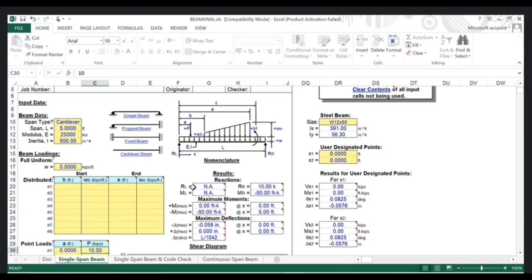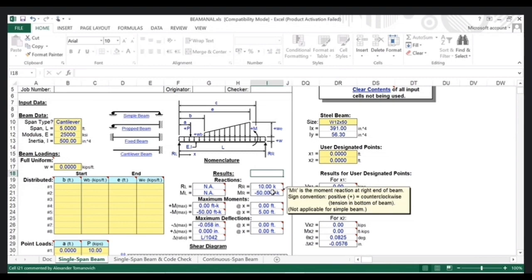So we know that on the free end there is no reaction, so the value is not available. In the right end the support is the fixed support, so here we get the value of the reaction at the right support, that is 10 KIPS. Second thing is the moment. On the left support there is no support here, so there is no moment. On the right end there is the fixed support, so we get the negative value of the moment, that is P into L. Our load is 10 and the span is 5, so our value is 10 into 5, that is 50 feet-KIPS of negative moment.